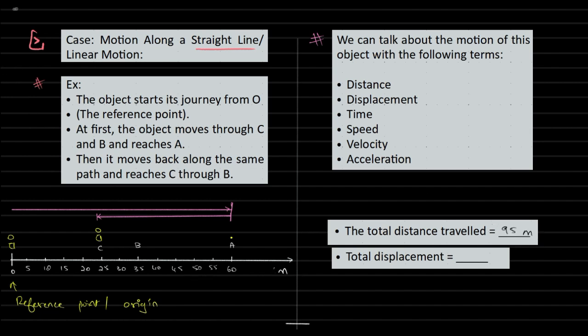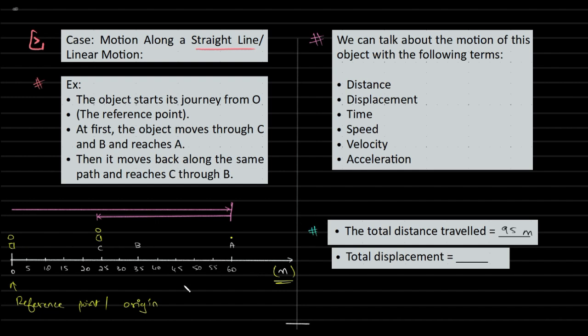Right? The scale is over here. So the robot moved 95 meters in a straight line. Remember, this is a linear motion because the robot is moving just back and forth on a single line.